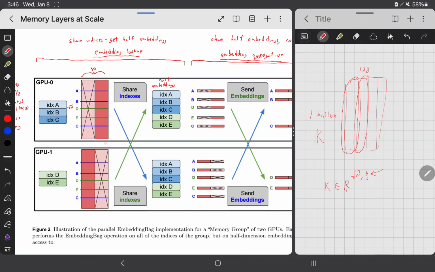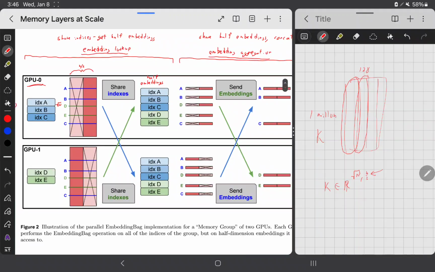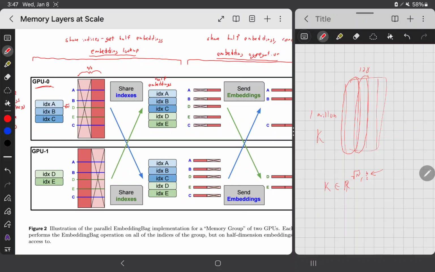So in this case, we have this massive matrix here, and you store this half on GPU 0, and you store this half on GPU 1. And essentially, whenever you have your indices, you will send some of your indices to GPU 0, and some of them to GPU 1. Or rather, you're not sending a part of it. Basically, you share these indices with all your GPUs here. So GPUs are sharing these indices here, and then they get the half embeddings.